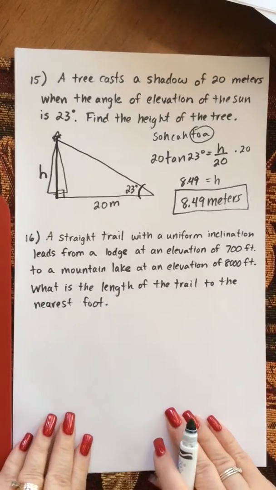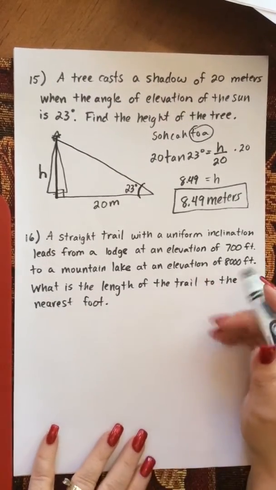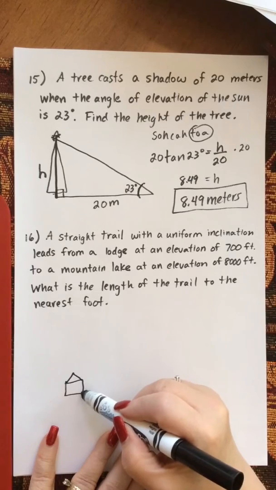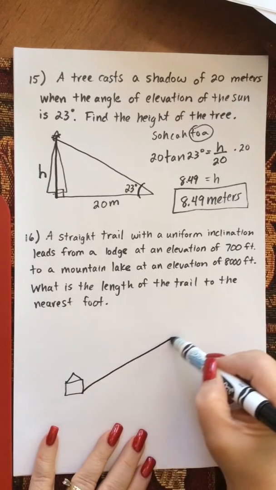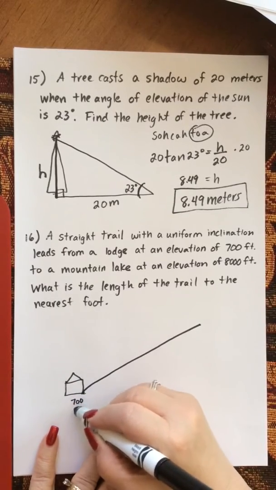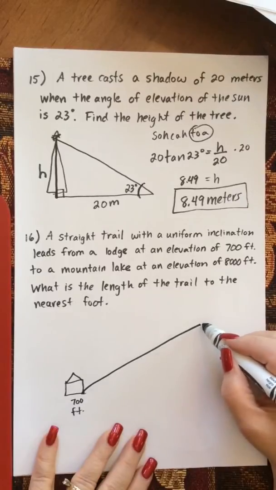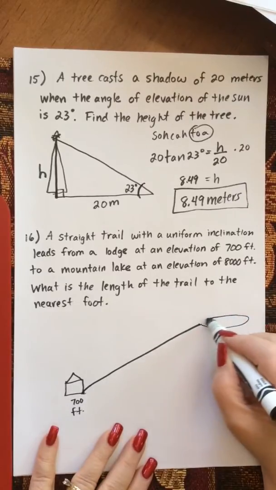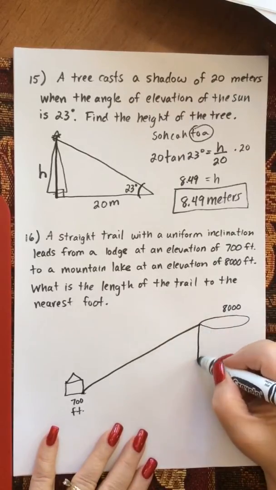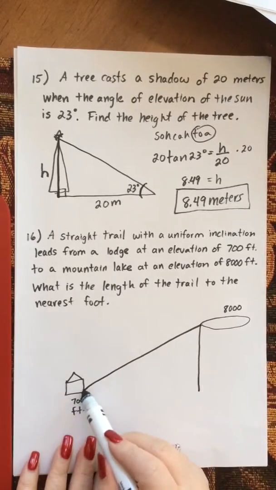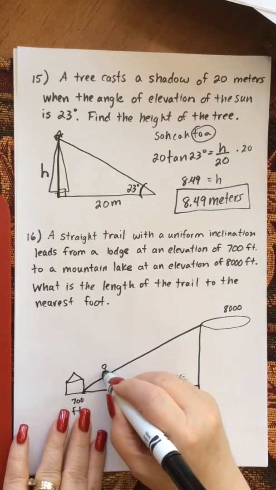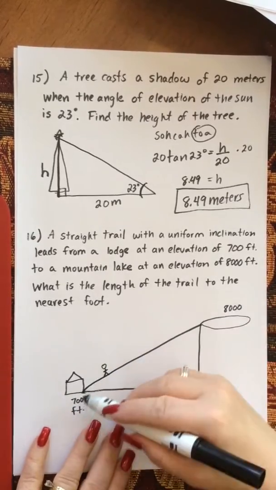It says a straight trail with uniform inclination leads from a lodge. So here's your lodge down here. The straight trail leads from the lodge, which is at an elevation of 700 feet. It leads to this mountain lake. So here's our beautiful mountain lake, and it has an elevation of 8,000 feet. So what I'm going to do is make a right triangle out of this little story. So here's your trail. I love to go wandering along a mountain track. Anyway, so there you go.